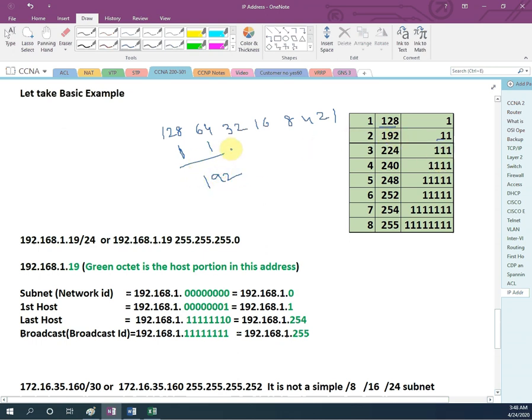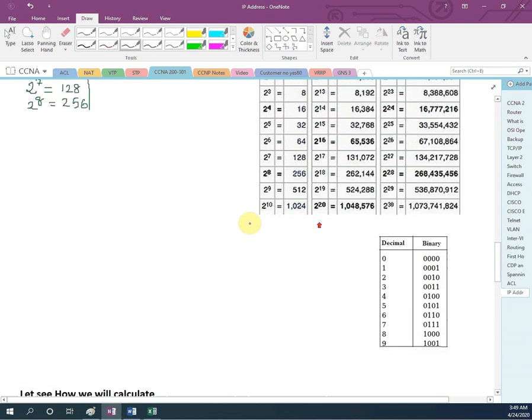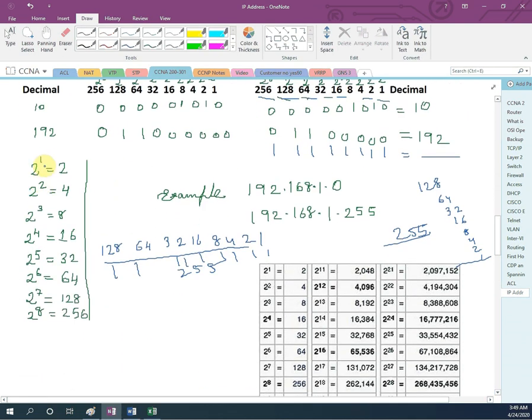If we have three 1s, and we add these three, what does it become? It becomes 224. So it is good if you remember: 1 is 128, 2 is 192, 3 is 224. If we have 4 from the left hand side, then directly we can see that it is 240. We can do it like this also, just as an easy way. We also need to remember 2 power 1 is 2, 2 power 2 is 4, this series.